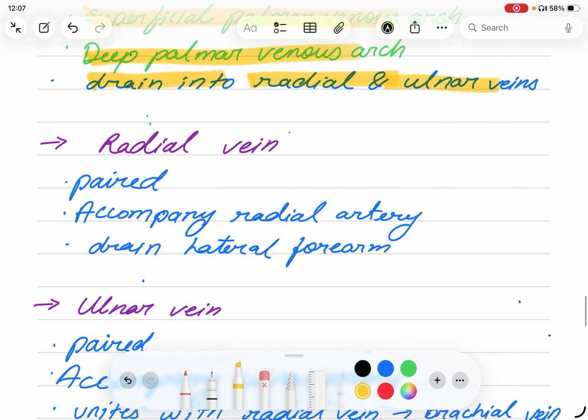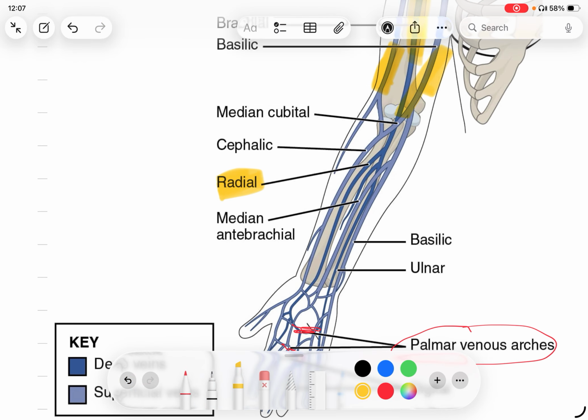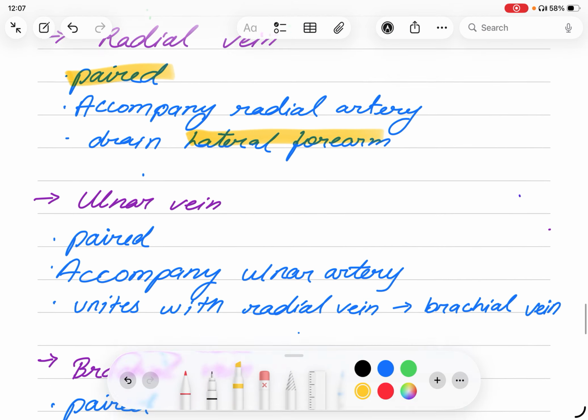Now come on to the radial vein. This is a paired vein, accompanies the radial artery, drains the lateral forearm. In that diagram, you clearly see this is our radial vein in dark blue because it is a deep vein.